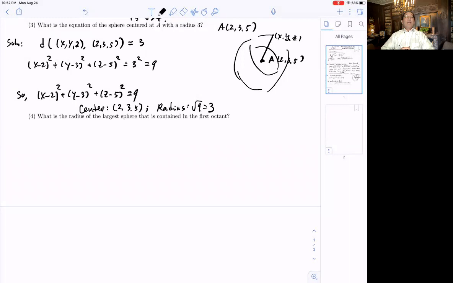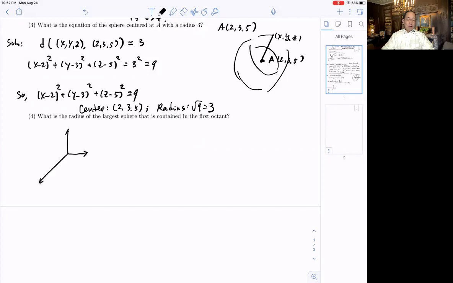All right, so we can see that essentially all the problems in this section are centered around the concept of the distance formula. All right, so let's look at the last one. What is the radius of the largest sphere that is contained in the first octant? So this is again testing our geometrical perception over here.